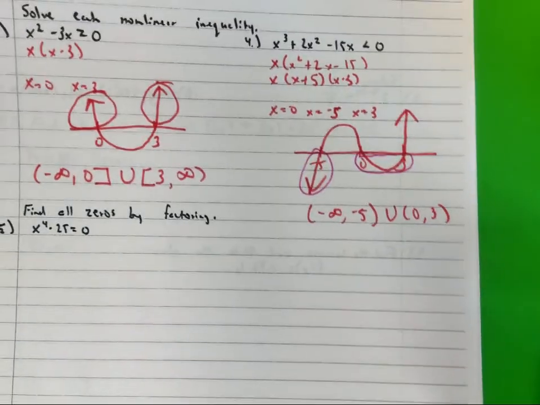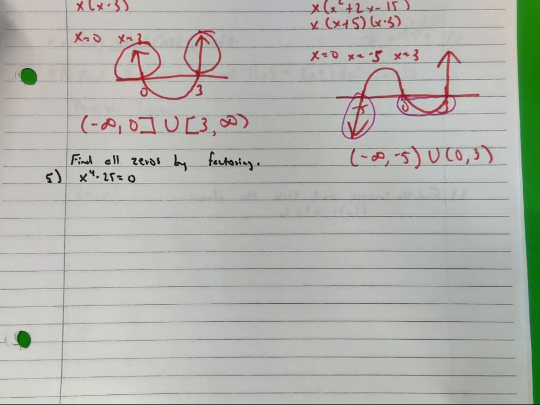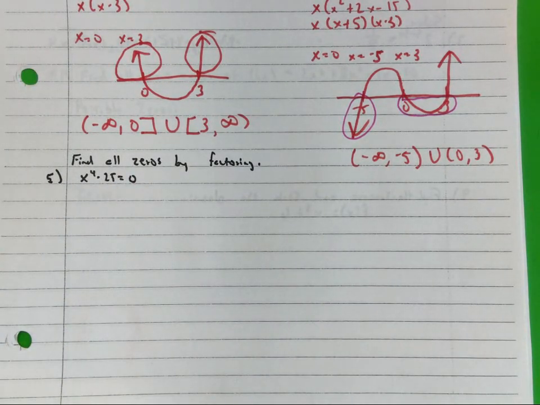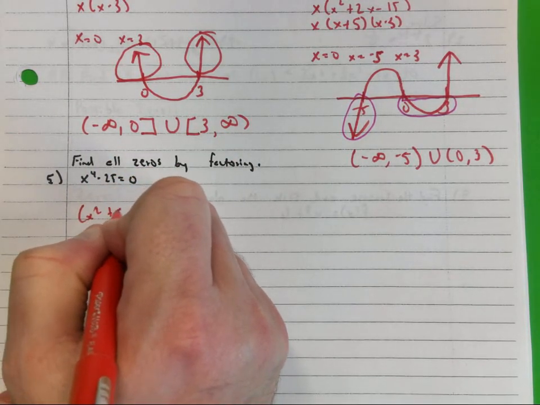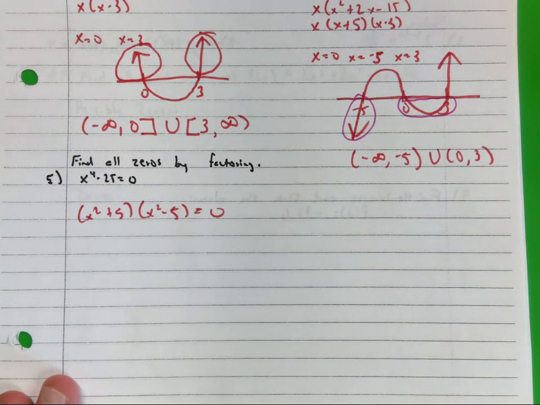You got one like that on your final tomorrow. Number 4, number 5, you got one like this on your final. Find all zeros by factoring. First of all, how could I start by factoring that? Difference of squares, so I got x squared plus 5, x squared minus 5 equals 0.